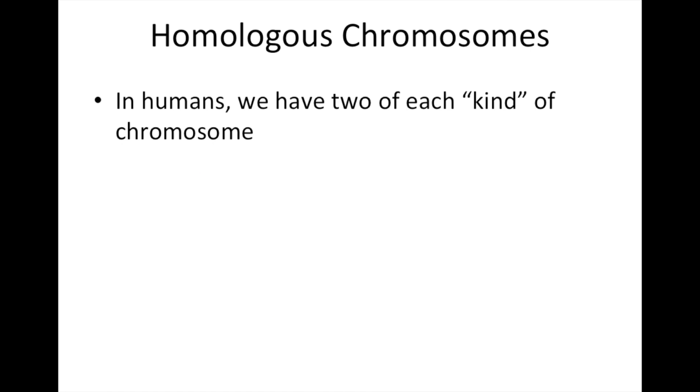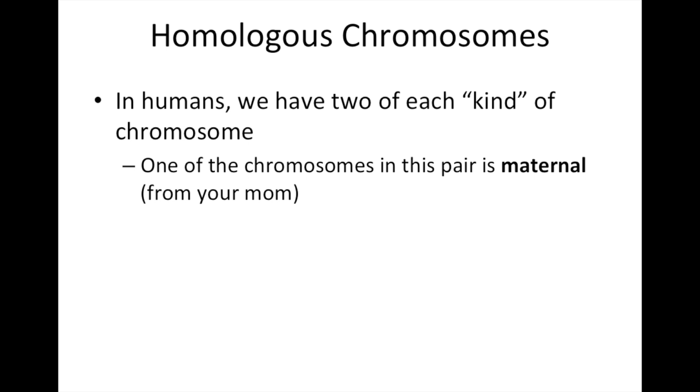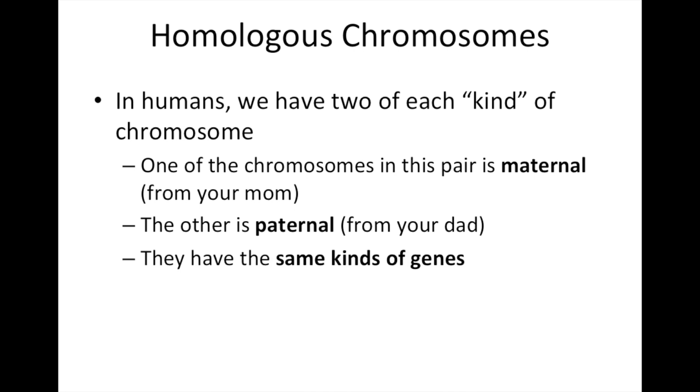Another term you have to know is homologous chromosomes. As a human being, we have two of each kind of chromosome. One of those homologous chromosomes is maternal. One of them is paternal. And they have the same kinds of genes in the same spot. So there's not actually ever really very good definitions of homologous chromosomes. So I think of them as a pair of chromosomes, one from mom, one from dad, that have the same kinds of genes in the same spot. That's my definition of that.